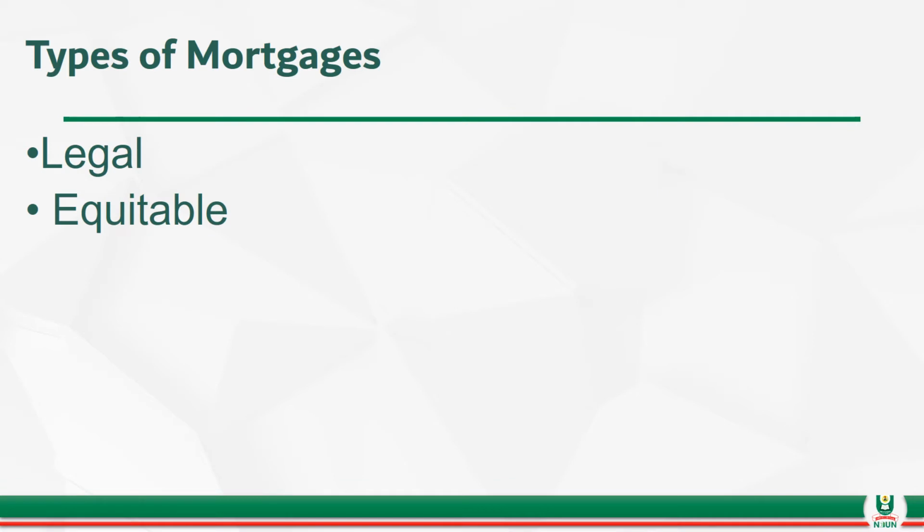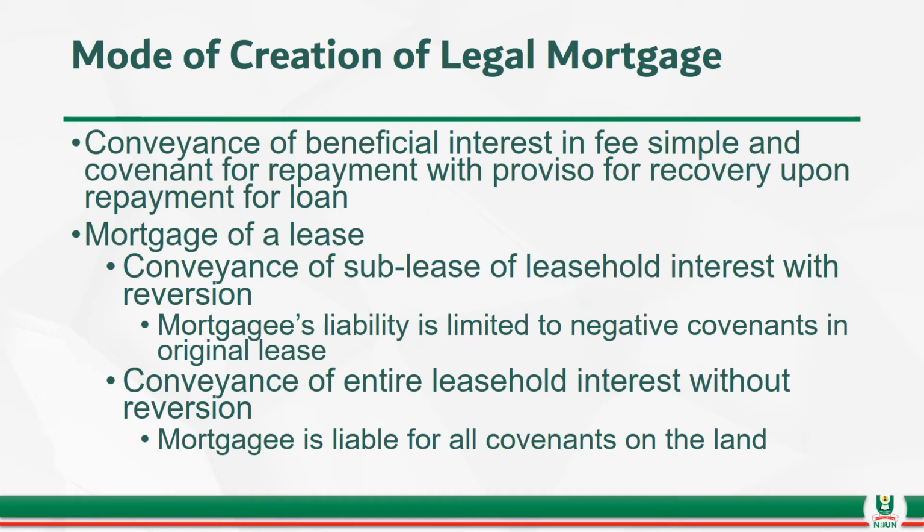There are two basic types of mortgages. You have the legal mortgage and the equitable mortgage. There are different ways to create a legal mortgage, and there are also different ways to create an equitable mortgage. We'll look at both. So let's look at the ways in which you can create a legal mortgage.